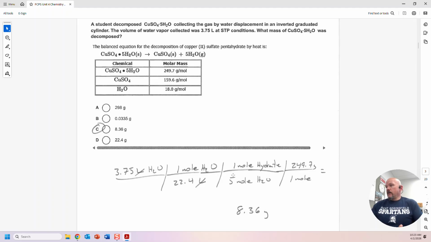Multiply by the mole ratio, 1 mole of the hydrate for 5 moles of water, right? Using our coefficients in the balanced equation. And then we wanted grams of the hydrate, not moles, so we got to multiply by its molar mass, and again, they gave it to us. Okay, so we do the math, and we get 8.36 grams of the hydrate. It has to decompose to produce this volume of water gas. Okay.